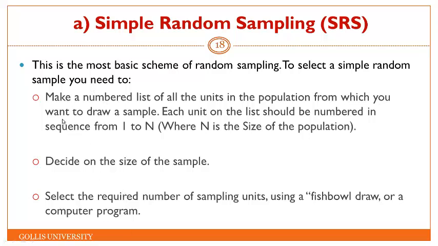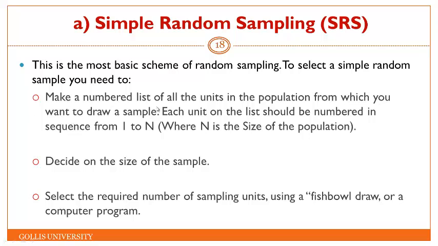Number one, make a numbered list of all the units in the population from which you want to draw a sample. Each unit in the population should be numbered in sequence from 1 to the last one. Capital N here means the size of the population. If there are 100 people, you have to number from 1 up to 100. If there are 20 participants, you have to number from 1 up to 20. Okay, the capital N is the last number of whom you have targeted.